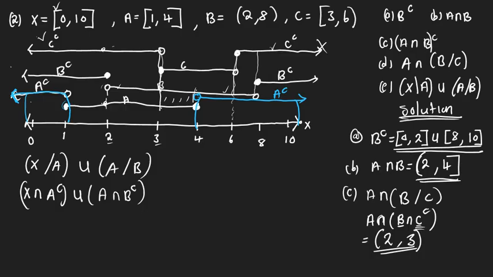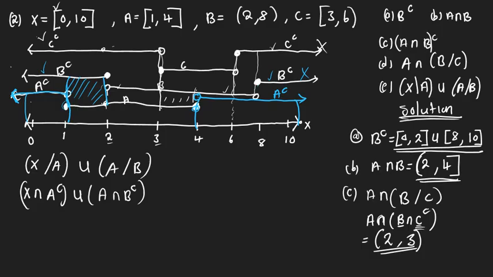Okay, let's also check where A is intersecting with B complement. B complement is this set here. So where is set A intersecting with B complement? Set A is only intersecting with B complement at this point. Okay, this is B complement. It is intersecting with set A at this point. This side there is nothing because set A is ending here. So this is where these guys are intersecting. This is where B complement is intersecting with set A.